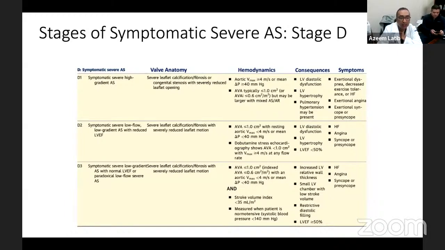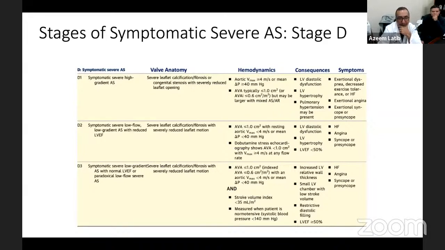So here it's a patient who's symptomatic with severe high gradient AS. They have severe leaflet calcification and fibrosis. The hemodynamics is, as we mentioned before, velocity more than 4, gradient greater than 40, and a valve area typically less than 1. They can now have all the consequences of severe AS, such as diastolic dysfunction, hypertrophy, and pulmonary hypertension. And they have the typical symptoms of AS, such as exertional dyspnea, decreased effort tolerance, heart failure, angina, syncope or pre-syncope.